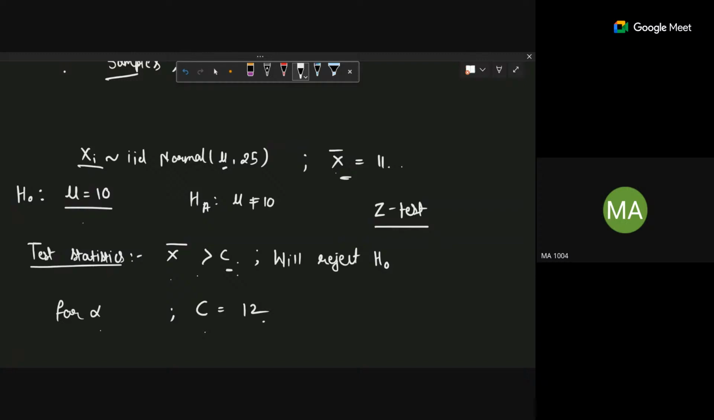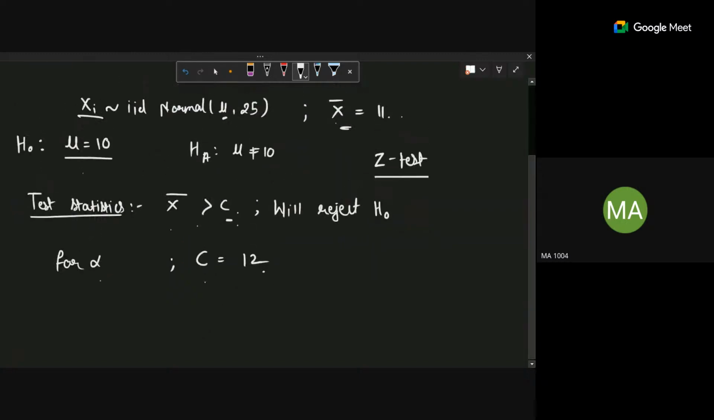So if x bar is 11 and c is 12 with this particular setup, then what will be our conclusion? We will say accept H naught. One question, ma'am. The test statistic is a rejection criterion, no? Yes, it's a rejection criterion. If some value of x bar is greater than the critical value, then we can reject the hypothesis. It depends. Here I have taken my test statistic as x bar only.